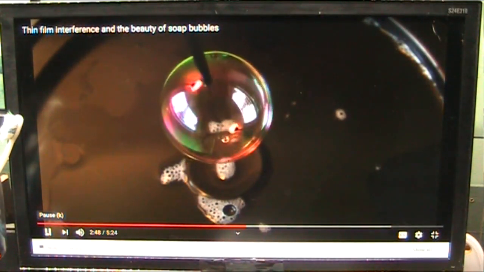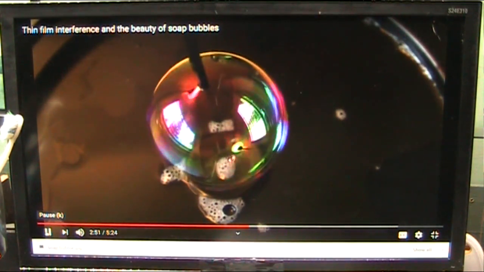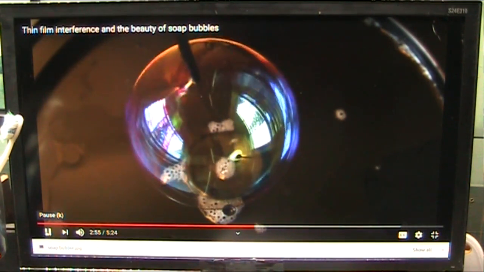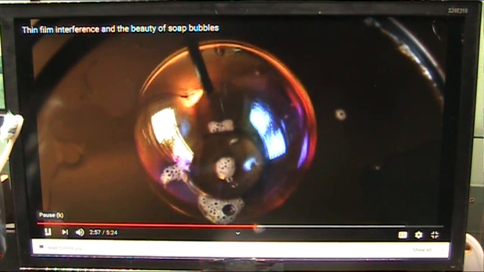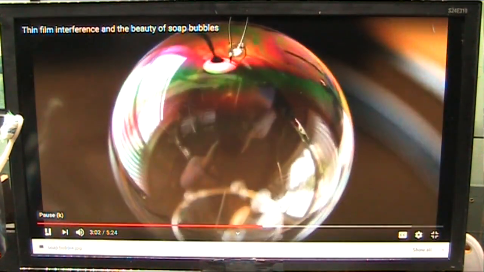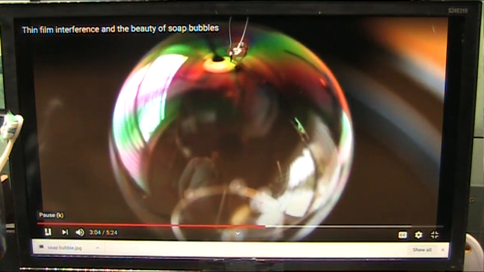As the bubble gets larger and larger, we see that the color is changing because, as we learned, the thickness of the film is getting smaller. Just like the 2D film, it goes from orange to white, and then we see regions where it's completely transparent right before it pops. Here's an even better example with the stationary bubble.